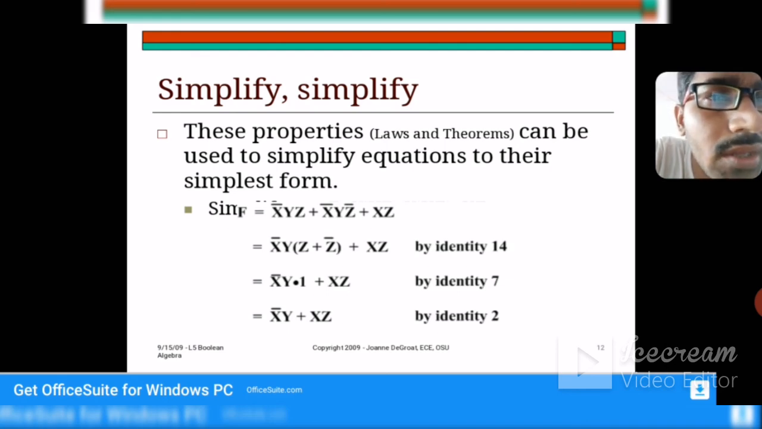Now in the two terms we have nothing common, so the statement remains as it is. After getting z plus z bar equal to 1, we have only two terms, x bar y plus xz. In these two terms we are not getting any common variables, so the simplification terminates here and the output becomes x bar y plus xz.